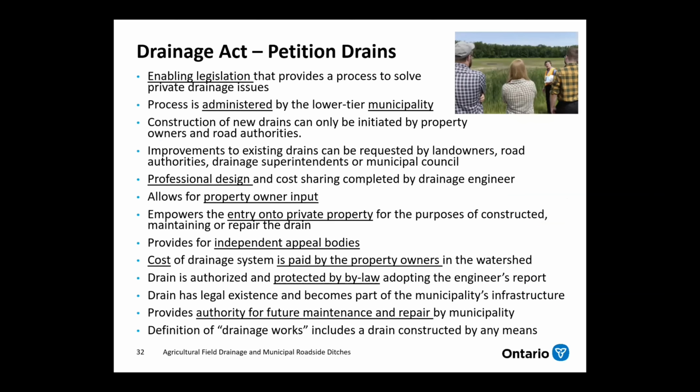The petition drain process is really the meat and potatoes, if you will, of the Drainage Act. And it's really about solving private drainage issues through a collaborative process where a property owner petitions the municipality. The lower tier municipality is the one responsible for the administration of the process. And essentially then they go through this process to allow the creation of, and then ultimately improvements to and maintenance of drains. And some of the advantages of that, they need to appoint an engineer.